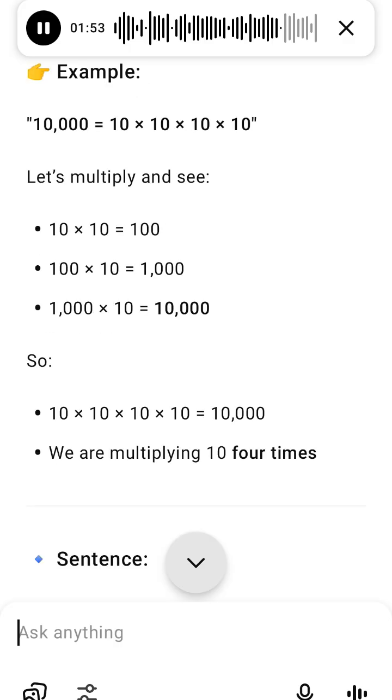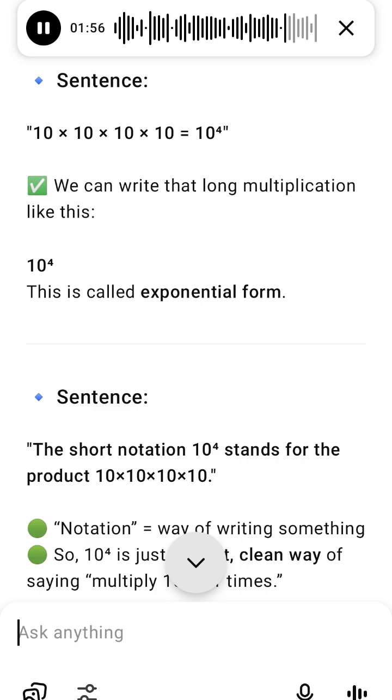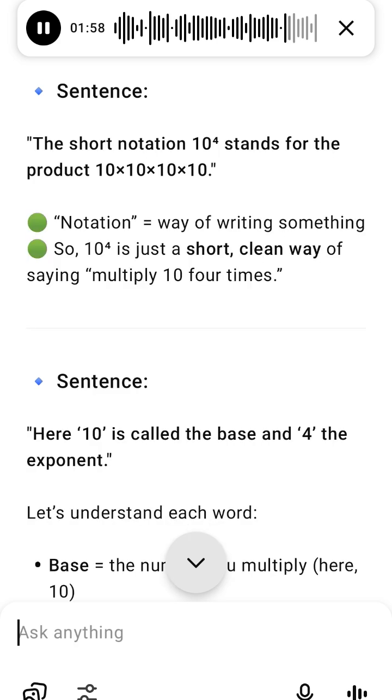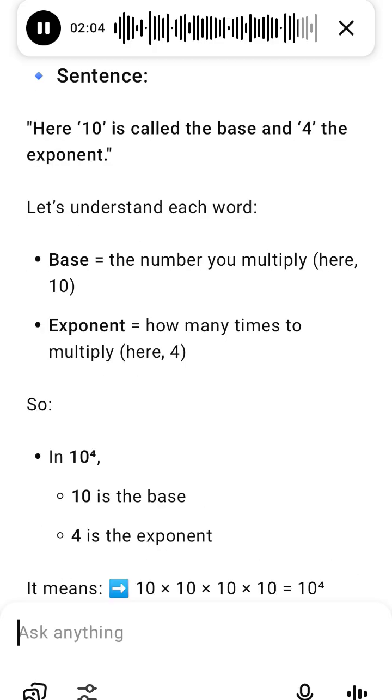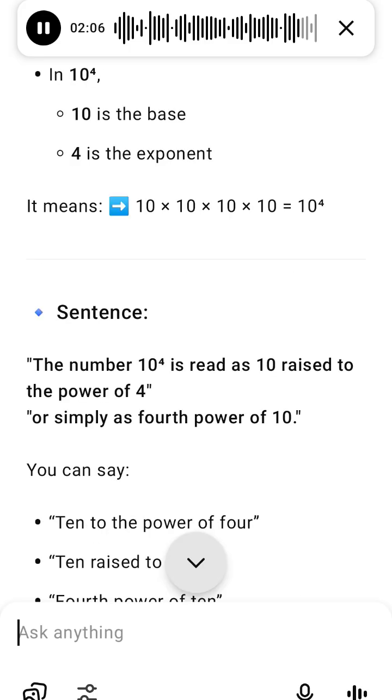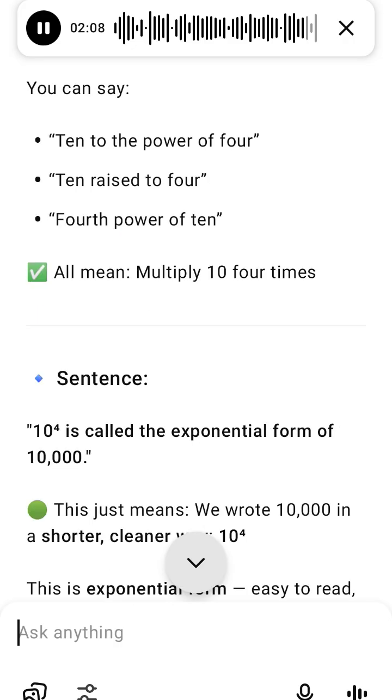4. What is an exponent? In 10 to the power 4, 10 is called the base. 4 is the exponent. It means multiply 10 four times. 5. How to read exponents. 10 to the 4 is read as 10 raised to the power 4, or fourth power of 10, or 10 to the power of 4.